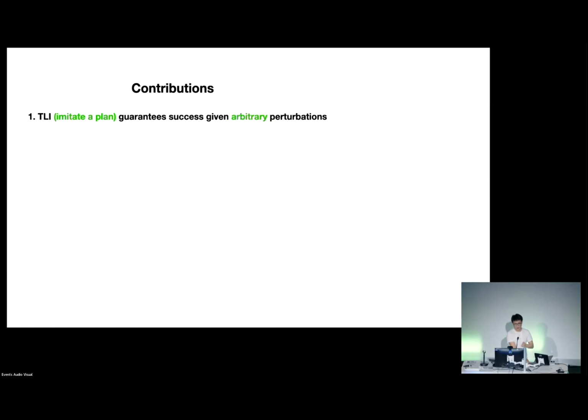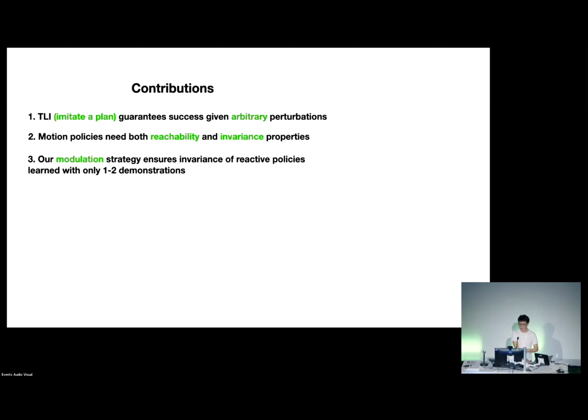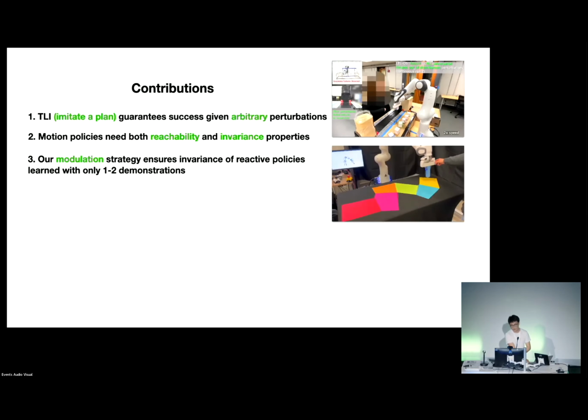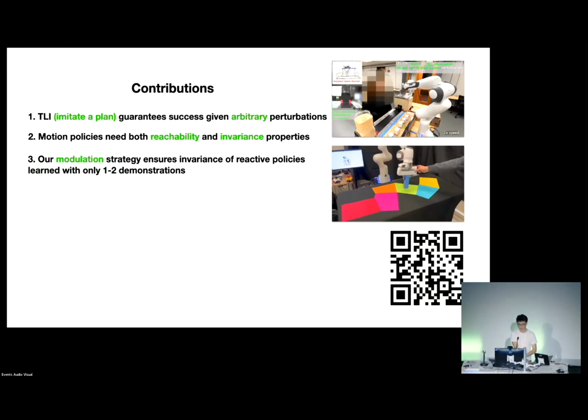Finally, the contributions. We formally proposed a novel problem setting called temporal logic imitation that guarantees task success given arbitrary perturbations. And then we show motion policies need to have both reachability and invariance properties in order to satisfy any high-level discrete plan. And lastly, our modulation strategy gives this invariance property to reactive motion policies that are learned with only 1 to 2 demonstrations. We have more experiments run showing the reactivity of our system, and we welcome you to check out our website.